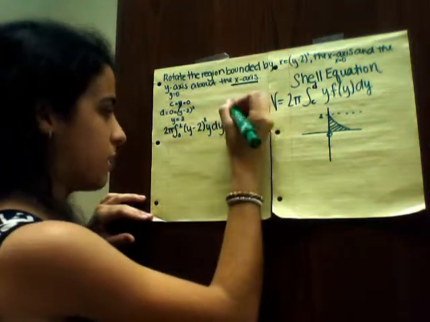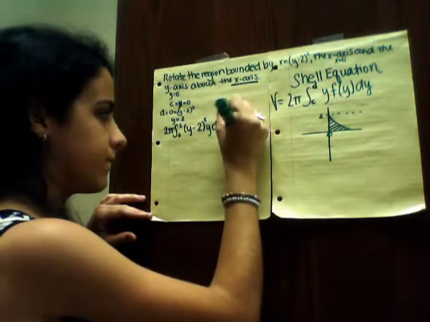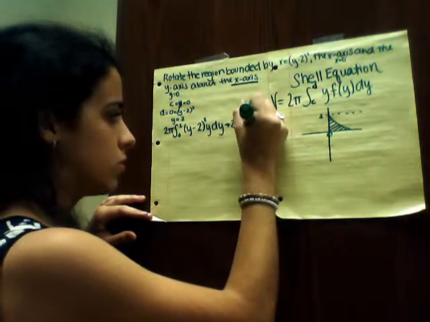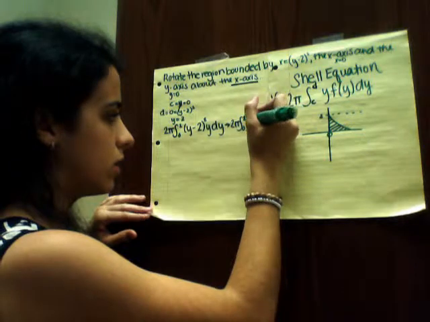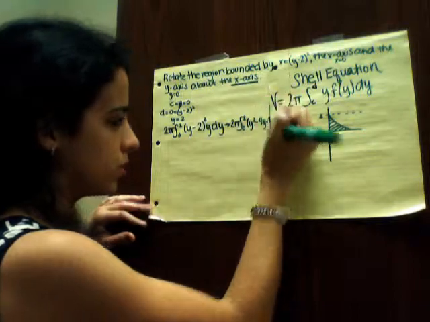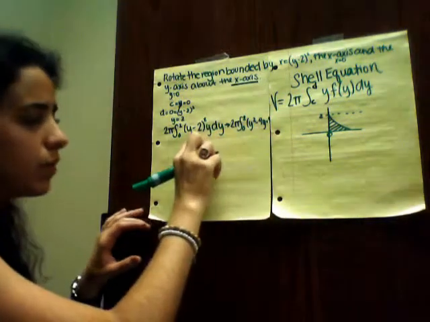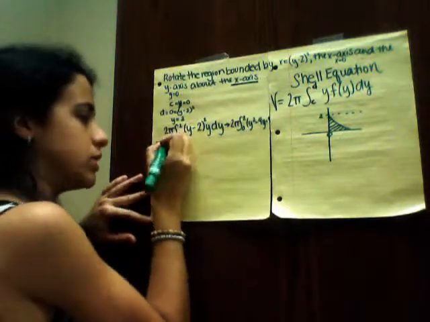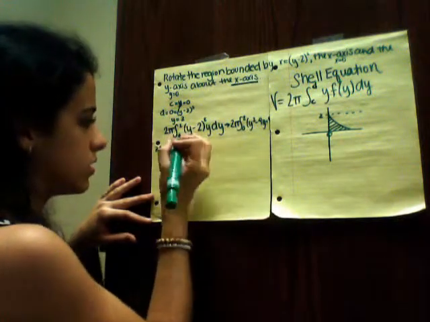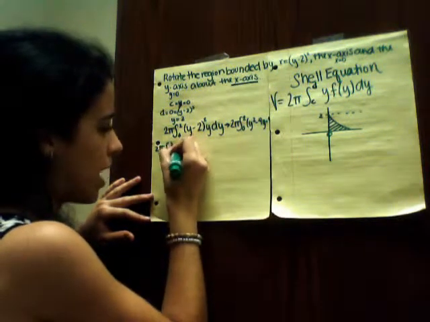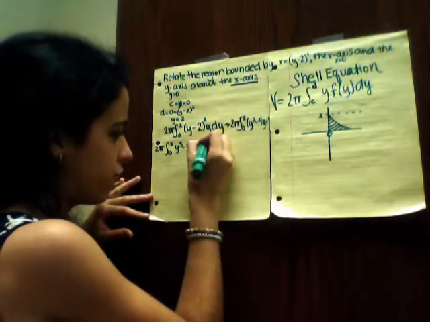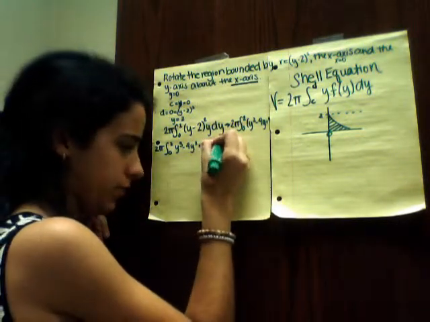So this is going to expand into 2 pi, integral from 0 to 2, of y squared minus 4y plus 4. Then we need to multiply this by y, which finally leaves us with 2 pi, integral from 0 to 2, of y cubed minus 4y squared plus 4y, dy.